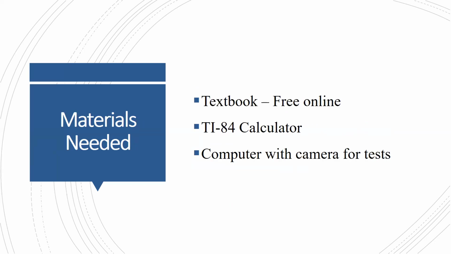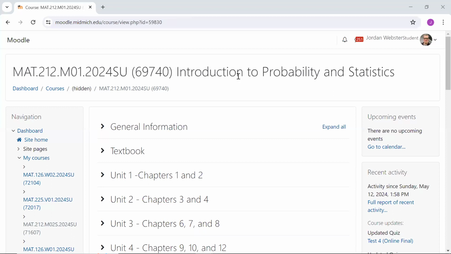The materials needed for this course are the following. First, you'll have to be able to get online to get to the textbook. The textbook is a free open educational resource, and I've linked to that via Moodle. In fact, right now, let's look that up. So here's a typical Moodle shell for me. You can see this course was taught in summer of 2024.